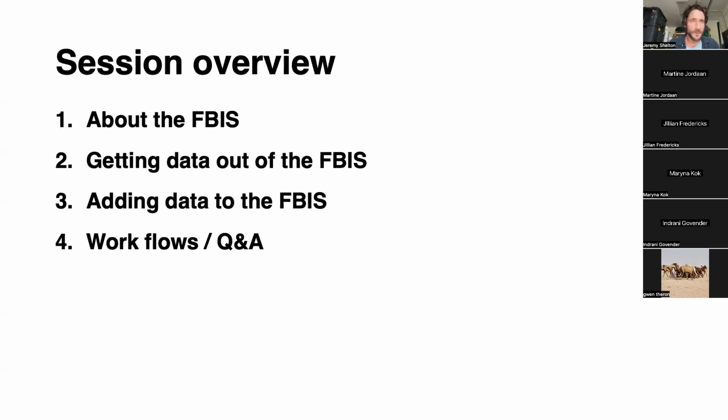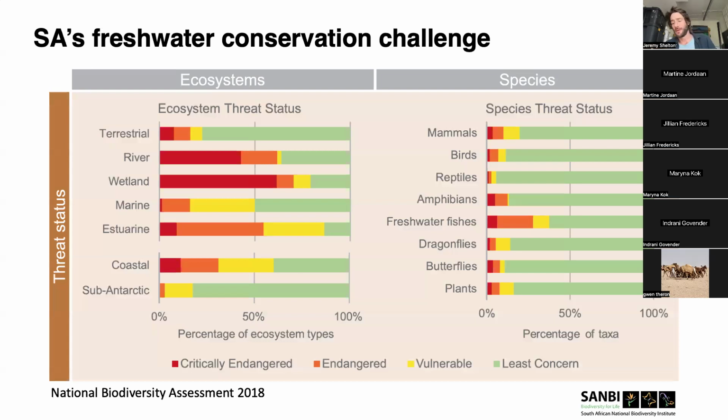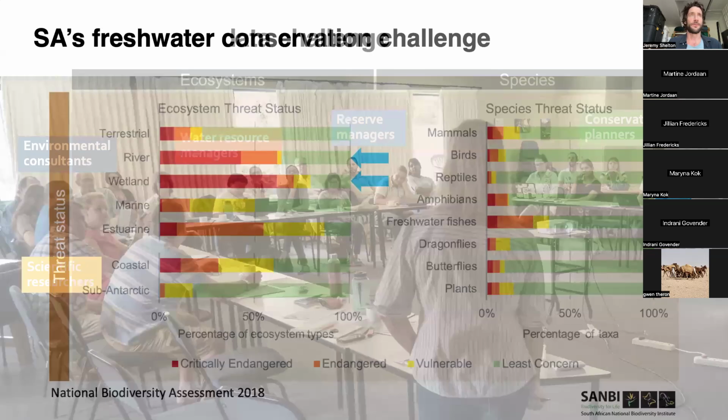during the workflow testing. So to start off with, about the FBIS, I think nothing sets the scene like this slide from the National Biodiversity Assessment, which shows how freshwater ecosystems are among the most threatened in South Africa. It's aquatic species in inland waters like amphibians and fish that are in the most trouble, with the highest proportion of critically endangered and endangered species. It's a big conservation challenge that we face for freshwaters in this part of the world.